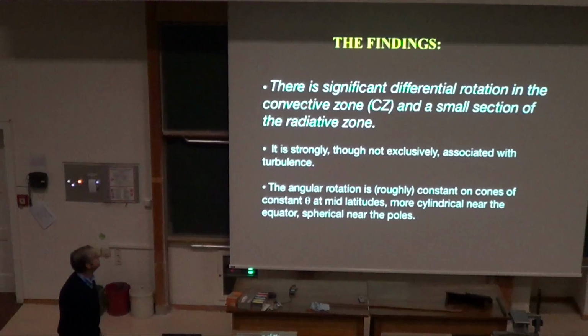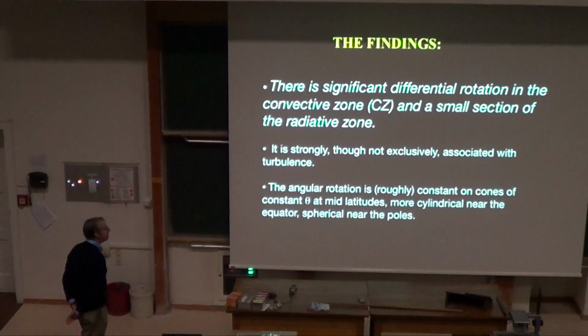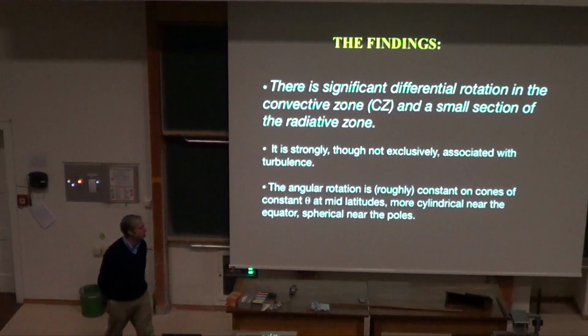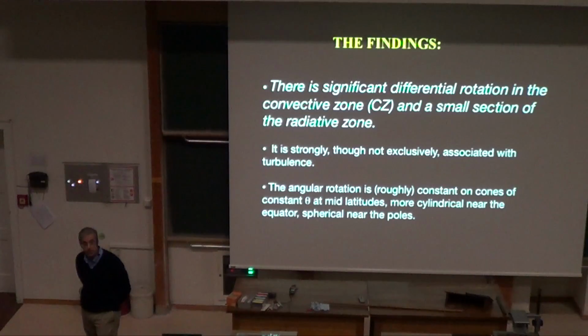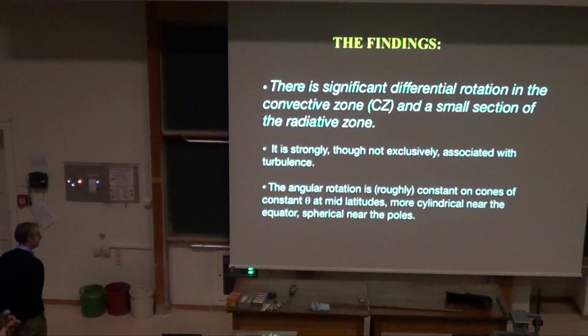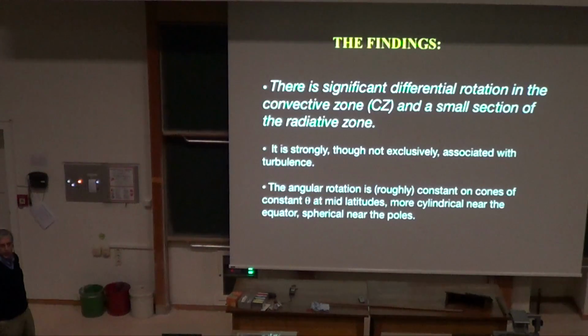What was found, somewhat surprisingly, is that there is significant differential rotation in the convective zone and in a small section even of the radiative zone, the upper layers of the radiative zone. This is strongly, though not exclusively, associated with turbulence, that is to say, the regions of differential rotation and the regions where we think the sun is turbulent coincide. Evidently, the turbulence does not erase the differential rotation as you might naively expect. If anything, it seems to be the opposite. It seems to be a cause thereof.